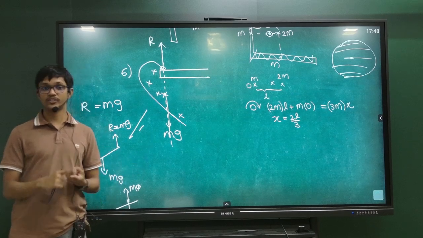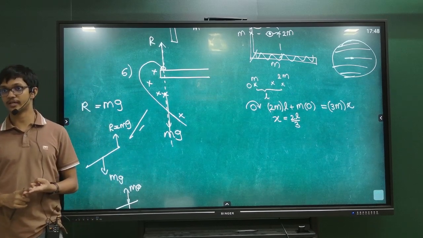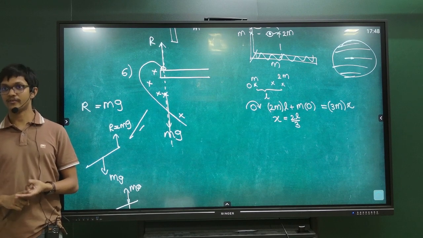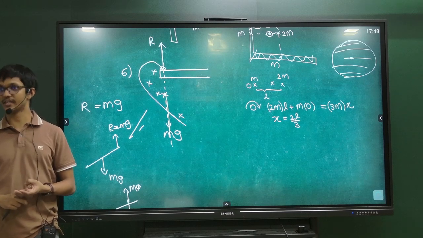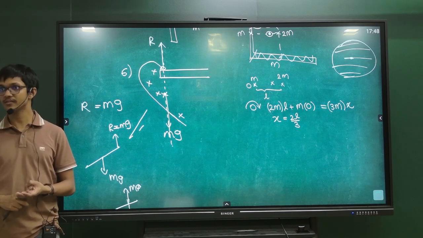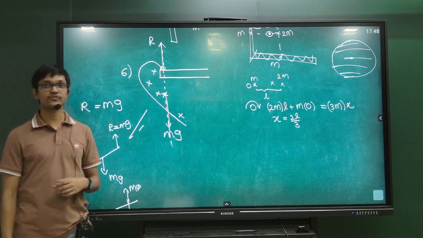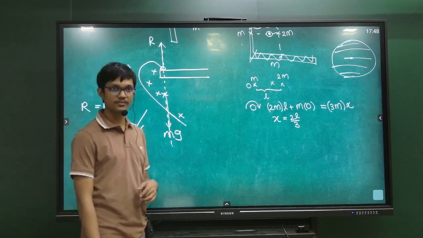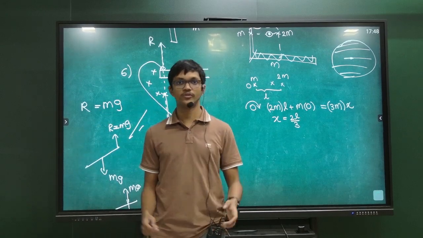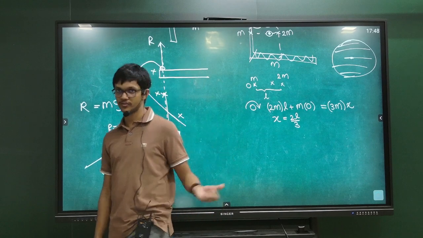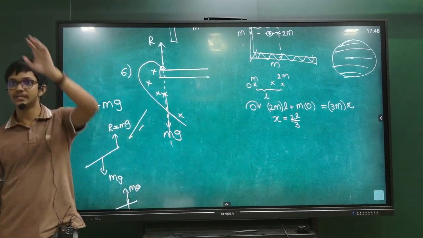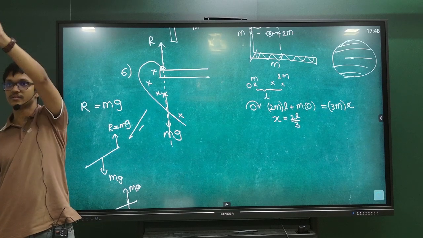You don't have enough data to calculate, but you have an idea about equilibrium. Clear? That's how you find the center of gravity in this situation. So you have to use different methods in different situations. Write this down. Clear? Is it clear?